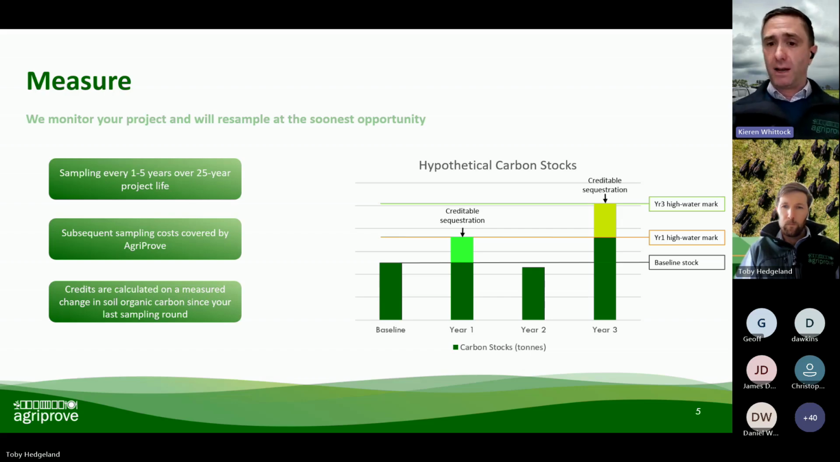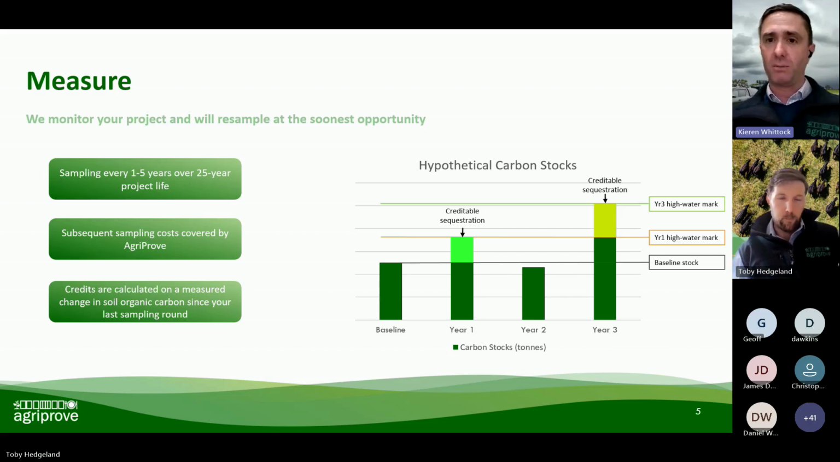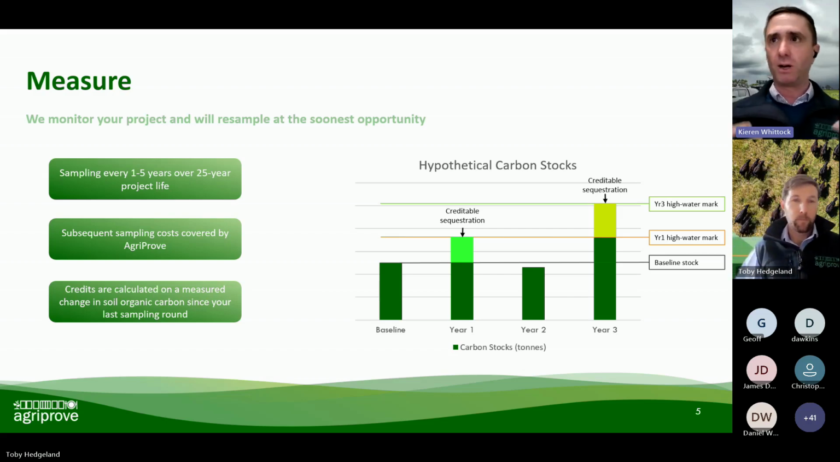And then as per this diagram, if we then come back again in the following year, resample, and we measure an increase in that stock again, and that increase in that stock is above that previous high watermark, that's when we can go back and apply for credits once again. So it really works on this high watermark concept in terms of always making sure that we're getting those carbon stocks above that previous high point before we go ahead and apply for credits for an individual project.